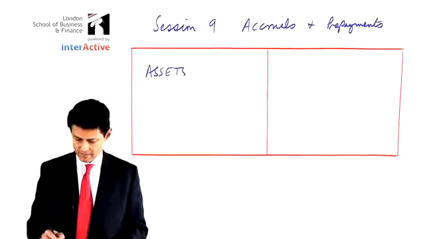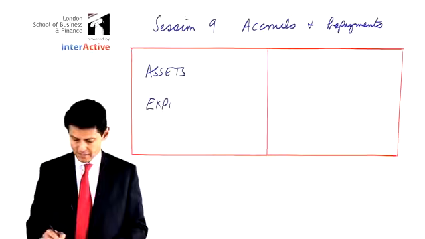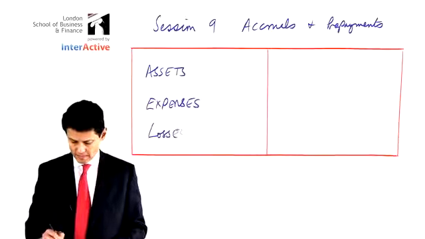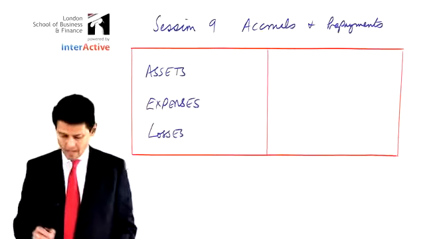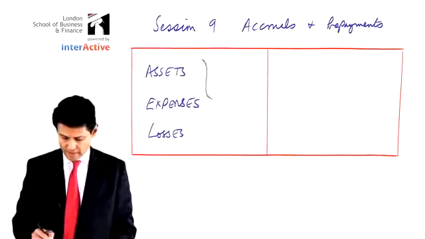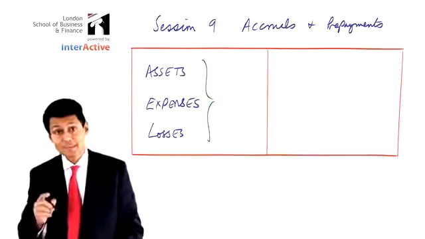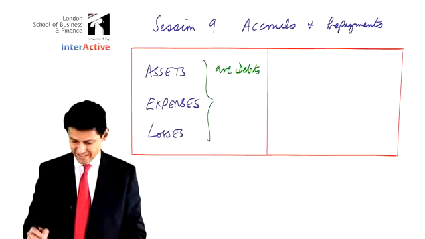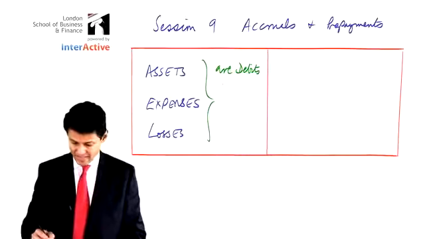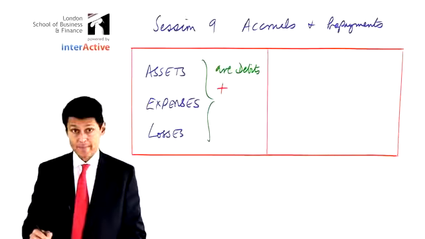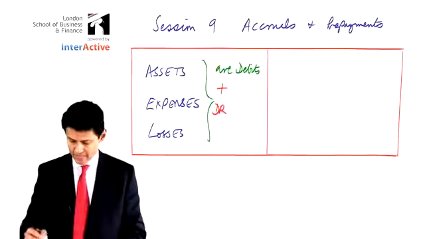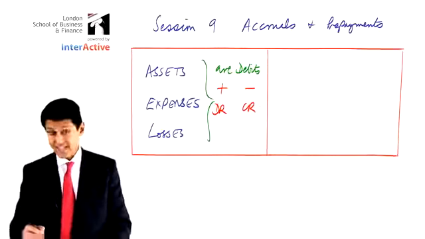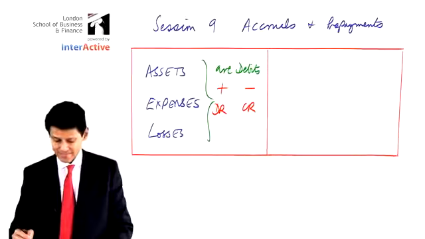Assets, expenses, and losses are all, as I'm sure you'll tell me, debits. If you want to increase an asset, a debit that is, you must debit it further. If you want to reduce a debit, you must credit it, of course. That itself is like a little T account, debit credit.